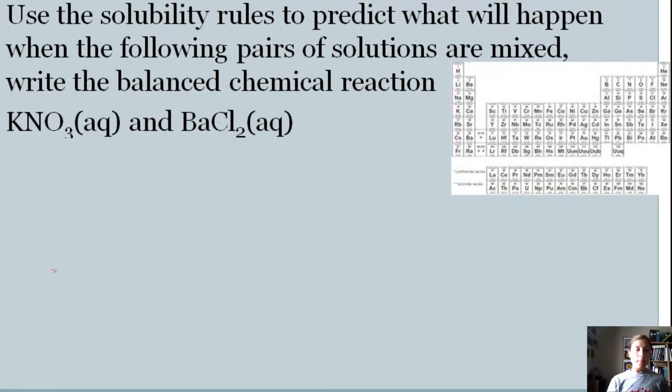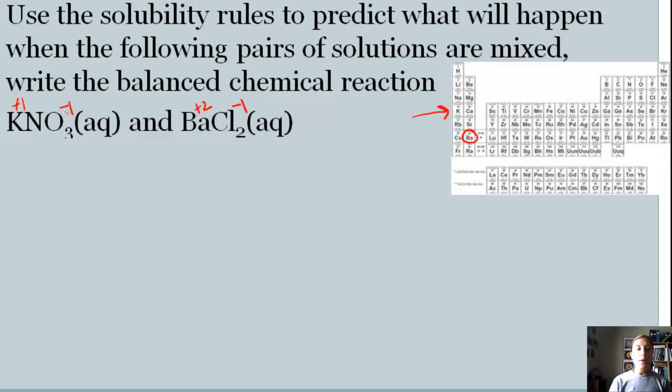Okay, so let's look at potassium nitrate and barium chloride. Well, first thing I'm going to do is go through and assign charges. I know potassium is a +1 because it's in the first group. Nitrate, I know from my polyatomic chart, and again, that's something you're going to have to commit to memory, is a -1. Now, barium is located in group 2, so I know that it's a +2, and chlorine is a halogen, and it's a -1.